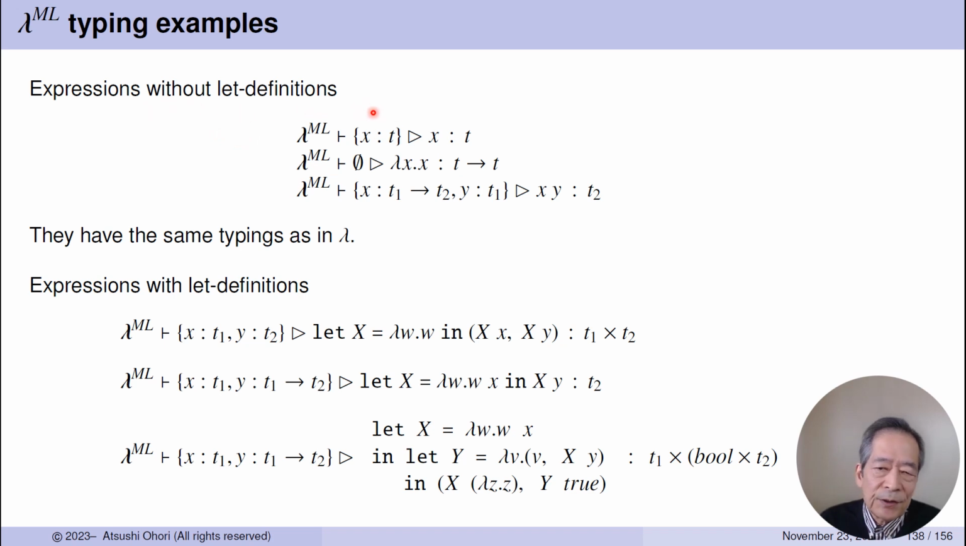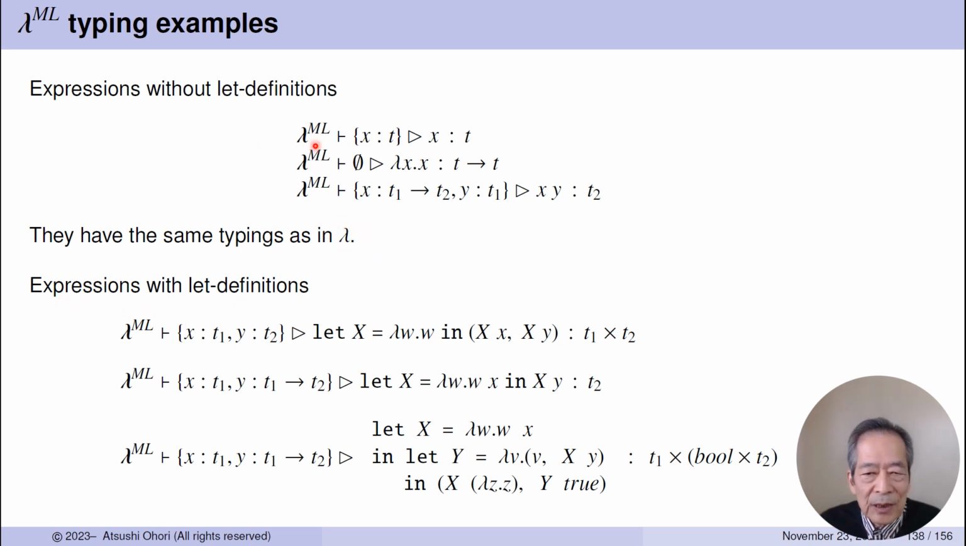Let me show some examples in lambda ML. Expressions with a let definition. These are the same as in the simply typed lambda calculus. For x, of course, obviously this is a typing. Lambda x dot x, this is a typing, and xy, we saw this example at the beginning of this lecture. This is a typing, and this typing is also the same as in lambda ML. Right? So for pure lambda terms, they have the same typings as in this implicitly typed lambda calculus.